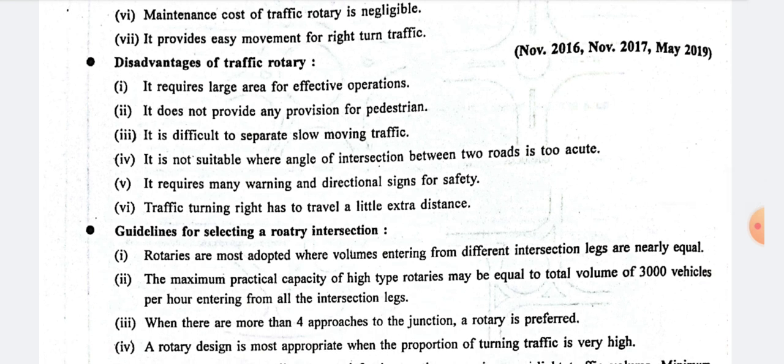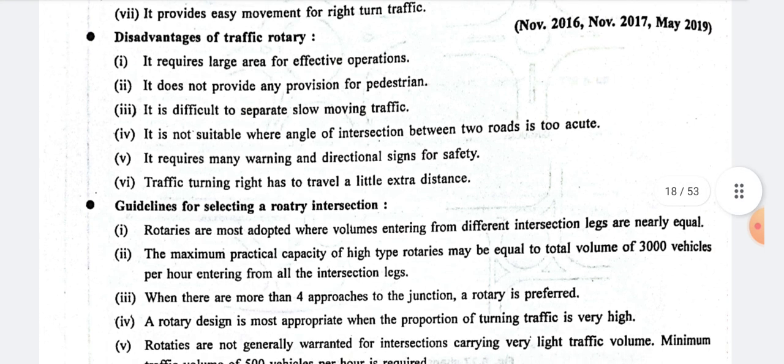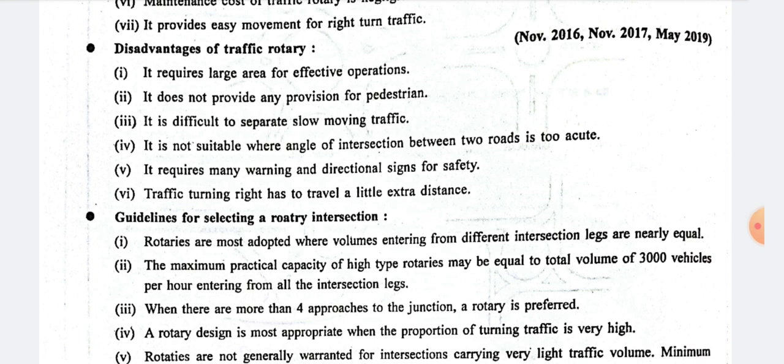And here are some disadvantages also in a rotary intersection. So it requires a large area for effective operation, because here a number of vehicles move in different directions. So here a large area is required to construct a circle and island, etc. Now second is it does not provide any provision for pedestrians. So here in the section part no provision is provided.